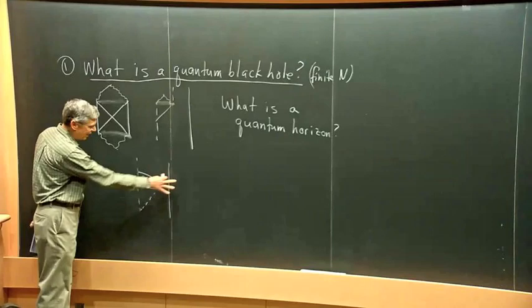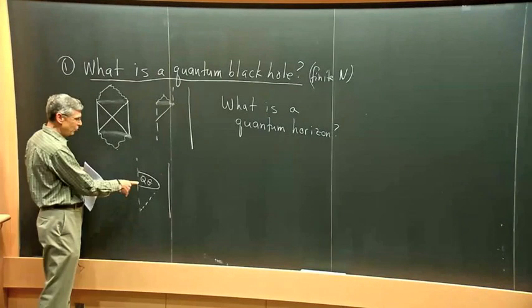But the whole point of this discussion is I'd like to imagine we have a quantum theory of gravity which knows what's happening in here. If there's some state, it's going to evolve the state.